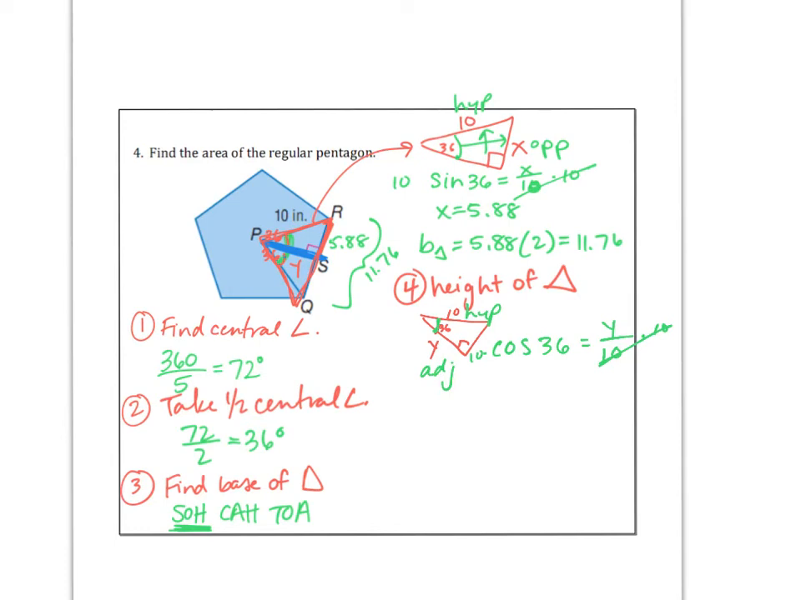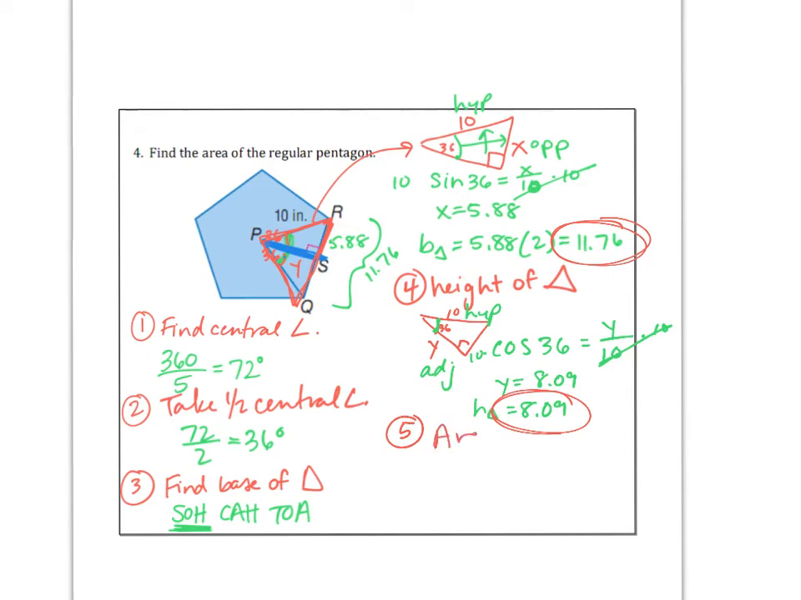That cancels out. And then I'm going to type 10 cosine 36 into my calculator. And it turns out that we get 8.09. So the height of the triangle is 8.09. Step number 5. Hey, this is cool. We have the base of our triangle. Here it is. We have the height of our triangle. Here it is. So our fifth step, step 5, is we can find the area of the triangle.